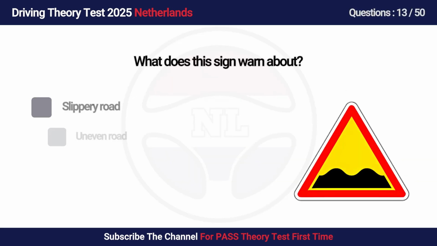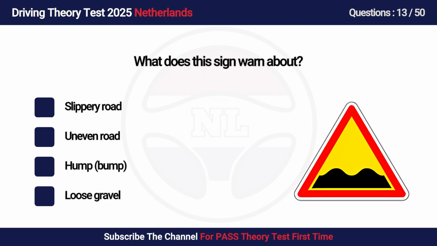Question 13. What does this sign warn about? A. Slippery road. B. Uneven road. C. Hump bump. D. Loose gravel.